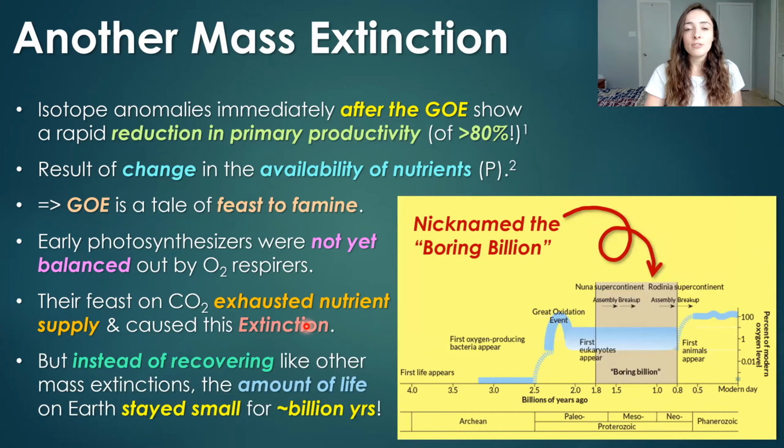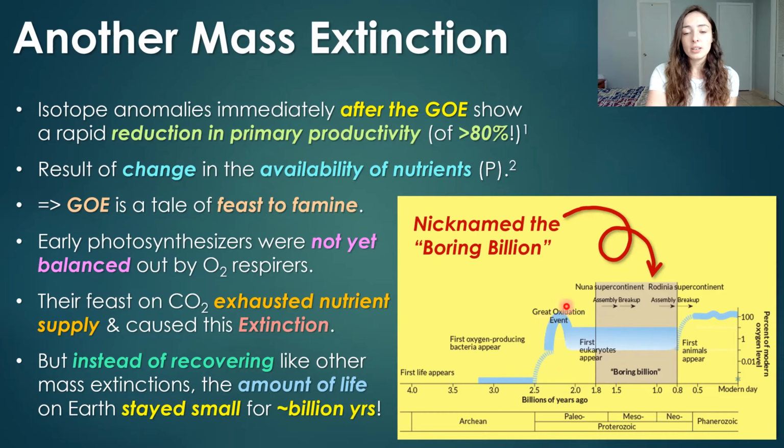And instead of recovering from this extinction event, like other mass extinctions show immediately after the event, there was a long period where the amount of life on Earth remained very small and low in diversity relative to later periods. And this was not a short period. It was about 1 billion years, and it's actually nicknamed the boring billion.